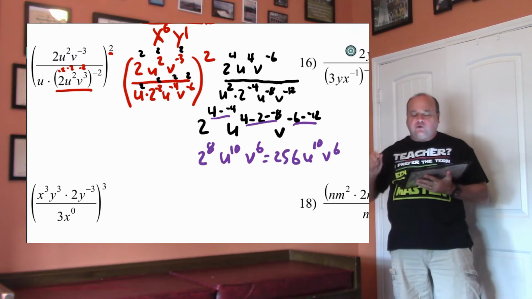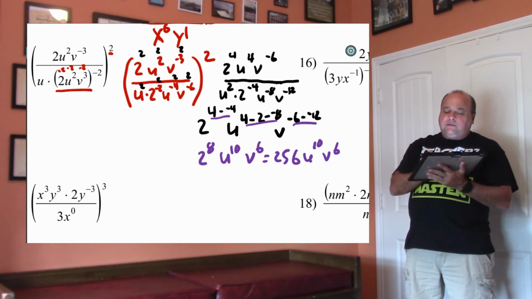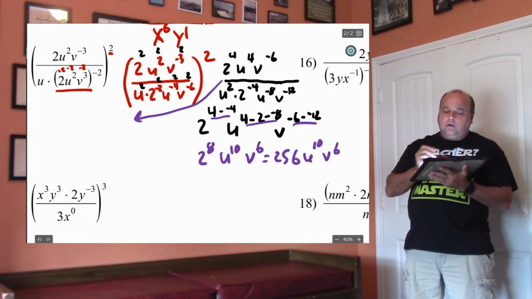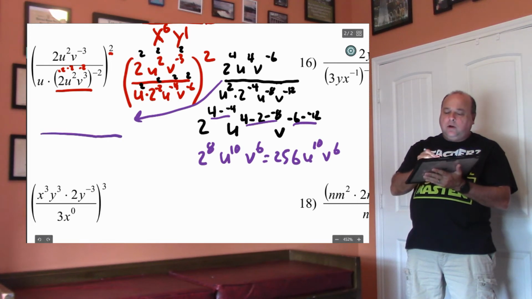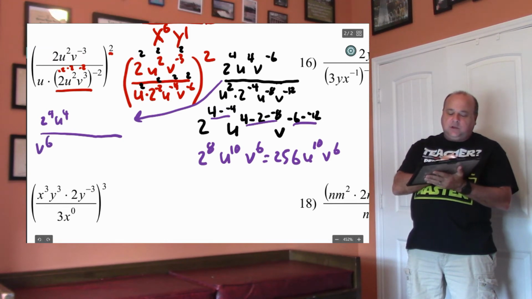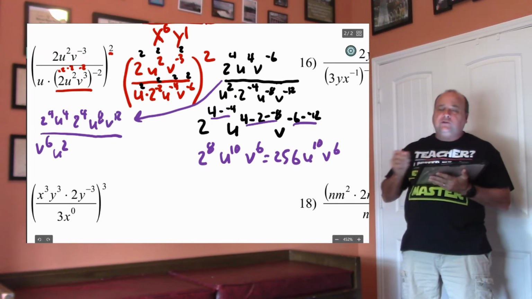All of my exponents are positive in my answer, aren't they? Okay, the other way to do this is to take this right here and rewrite it with no negative exponents. So draw a fraction bar. The 2 to the 4 stays on the top. The u to the 4 stays on the top. The v to the 6 goes to the bottom. The u squared stays on the bottom. The 2 to the 4th goes to the top. The u to the 8 goes to the top. And the v to the 12 goes to the top.